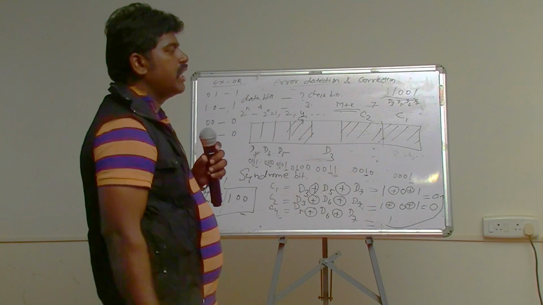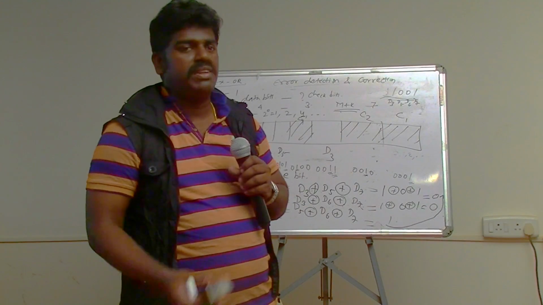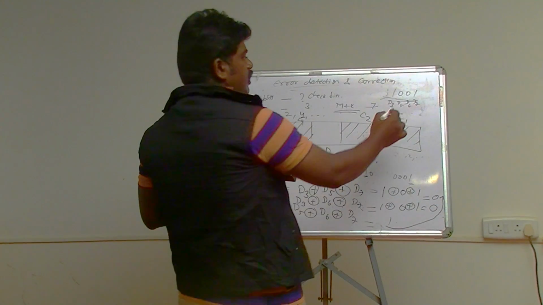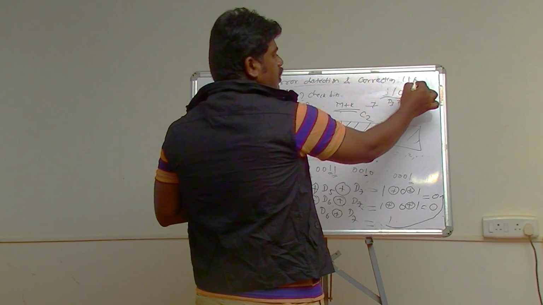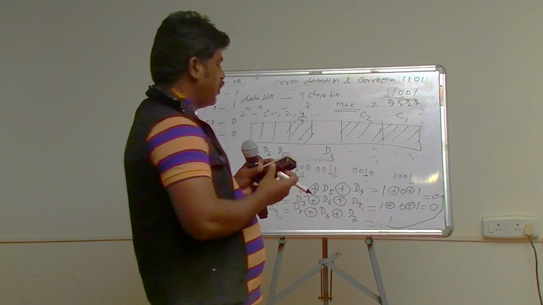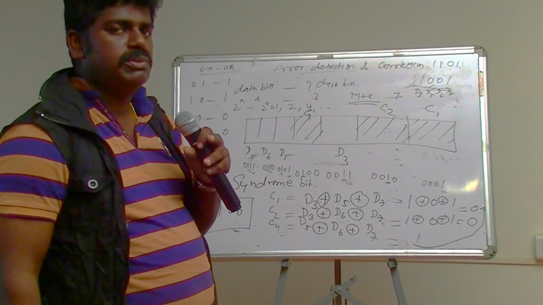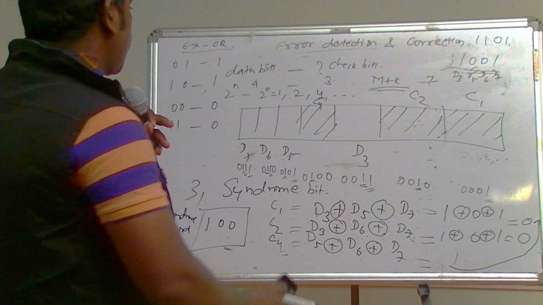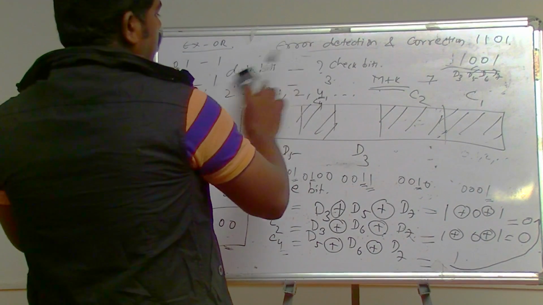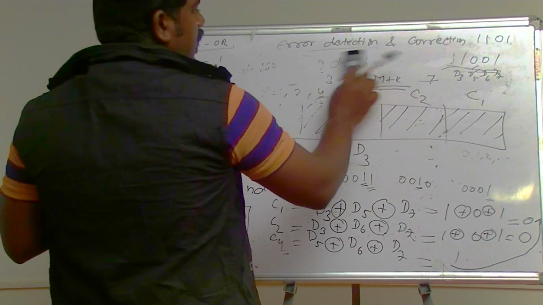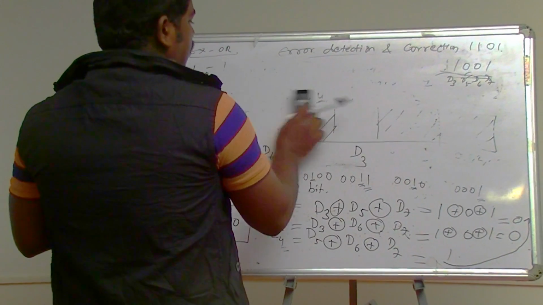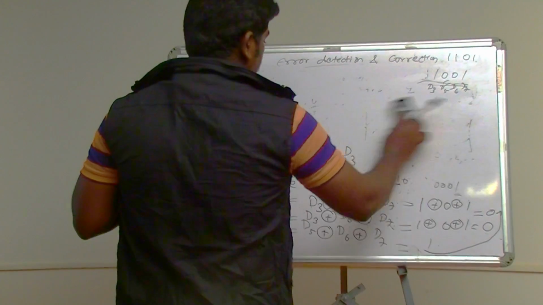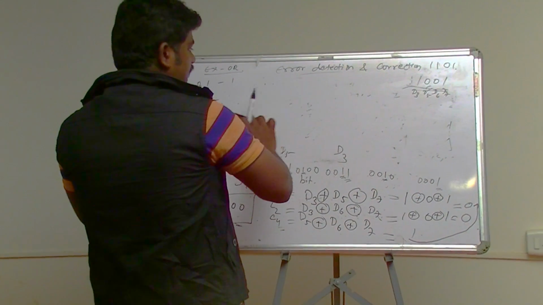Now we will go for the case where the receiver gets an error in the second bit. For example, instead of 0 it becomes 1, giving 1 1 1 0 1. We will substitute the same formula and find out. I will erase the first part and do the second part, and then we will clearly understand which bit has the error.